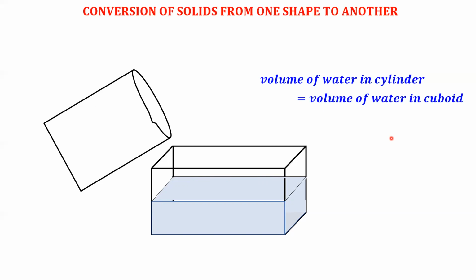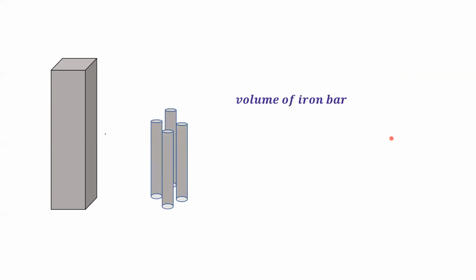Similarly, if an iron bar is melted and made into cylindrical pipes, then the volume of the iron bar is equal to the sum of the volumes of all the cylindrical pipes made from this iron bar.